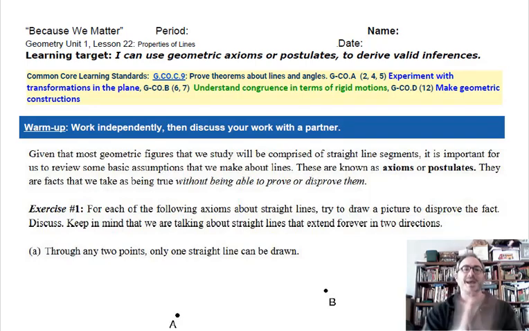All right, welcome back to geometry. We're going to be doing still on Unit 1, Lesson 22. Unit 2 is coming right around the corner, starting tomorrow, I believe.